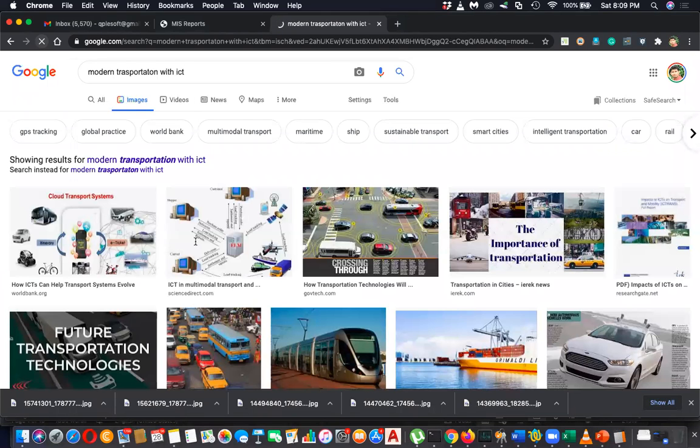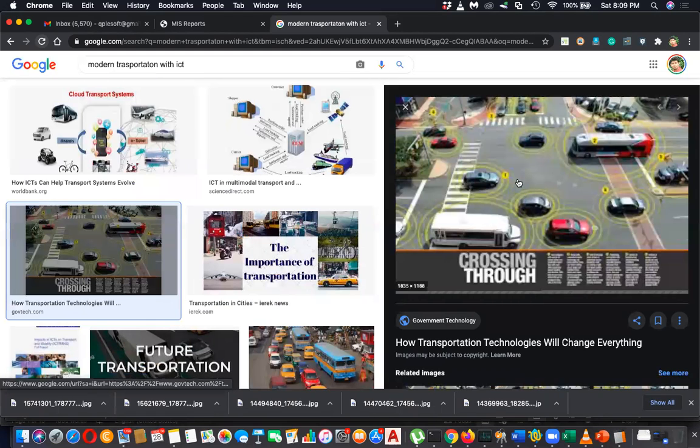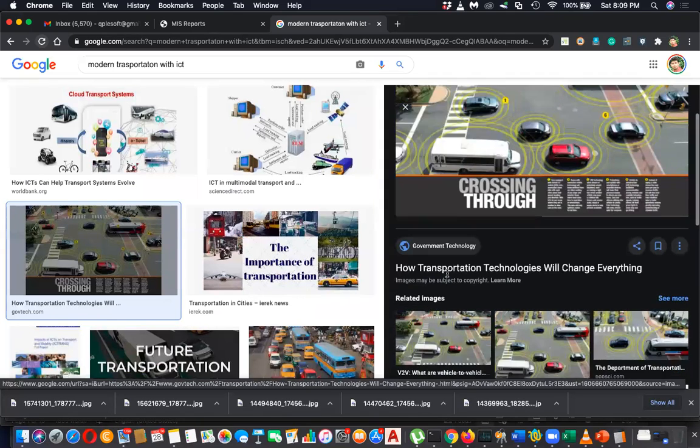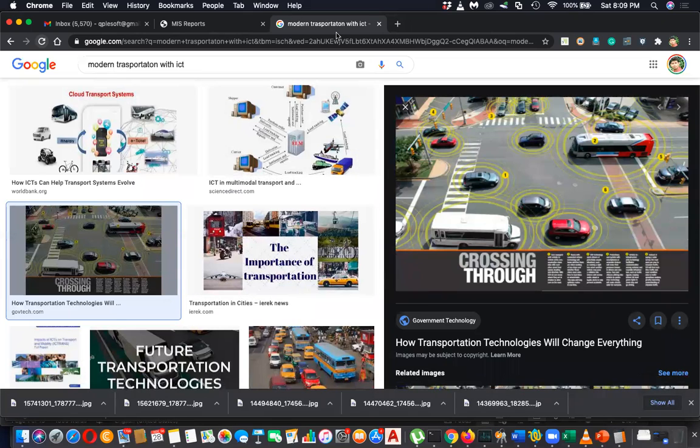with ICT, you can see, this is one example. Each of these vehicles can share information to each other: where the traffic is, directions, speed. We call that IoT. All these vehicles can share information. I have a nice video, and I'll share it to your Edmodo group and WhatsApp.